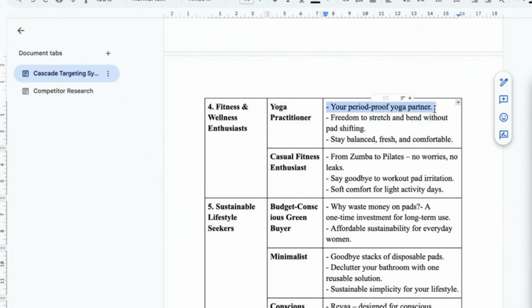This is one type of messaging. Freedom to stretch and bend without bad shifting. Stay balanced, fresh, and comfortable during your yoga practices. So this is the type of messaging we are doing. Do you see? The market segment is the broadest element. In that we have a particular persona. Persona के अंदर भी we have different messaging as per that particular persona.